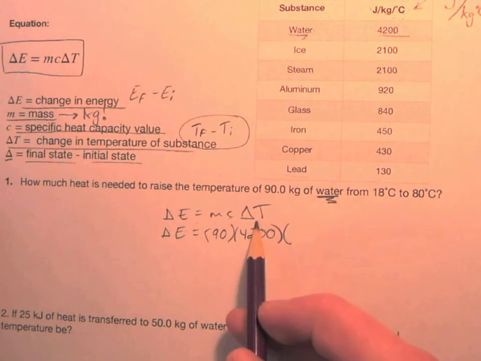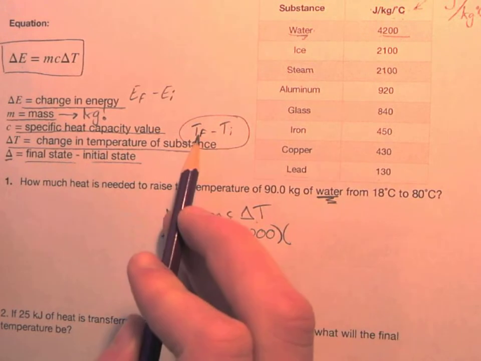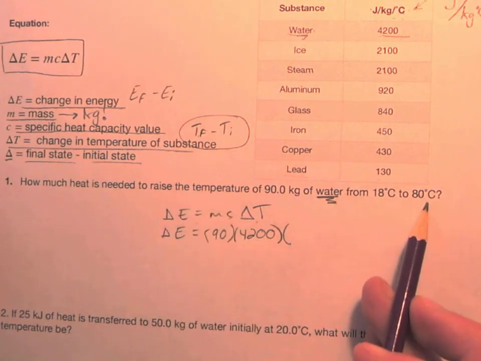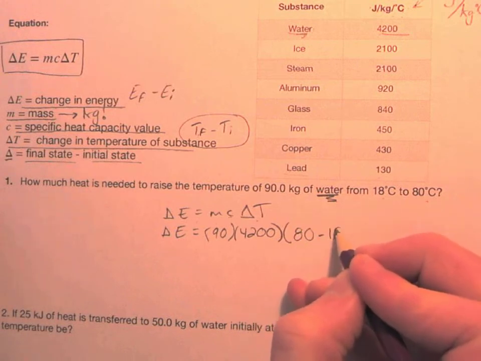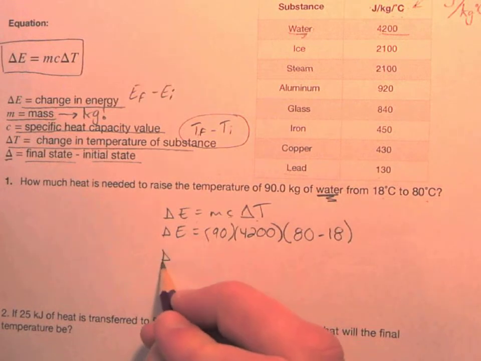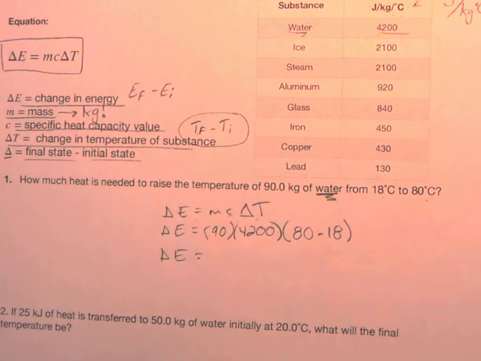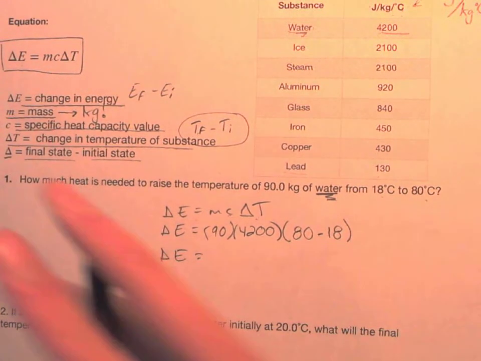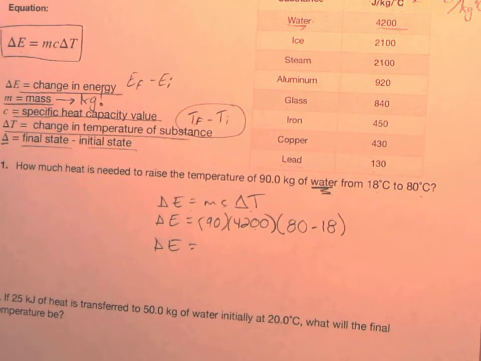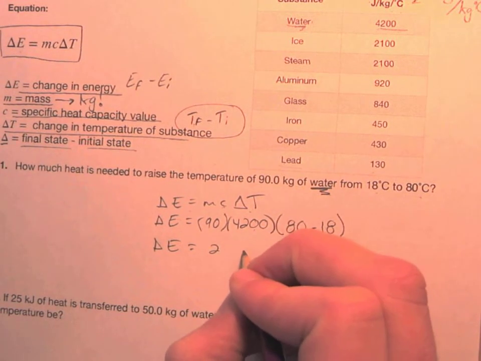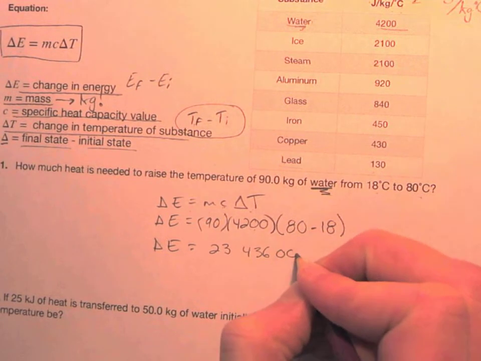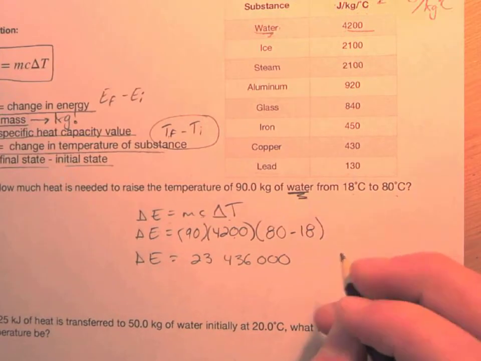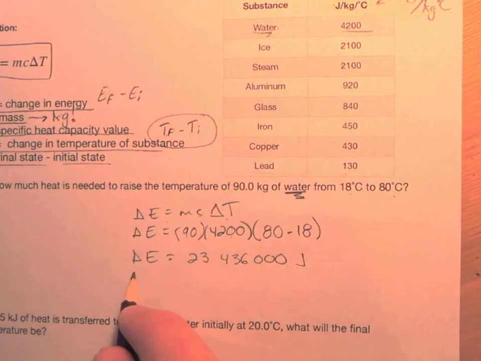And then change in temperature, which is always TF minus TI. Your final temperature minus your initial temperature is 80 minus 18. So overall, that's delta E equals 80 minus 18, which is 62. And then we go 62 times 4,200 times 90. And this will give me 23,436,000 joules. Joules because it's energy.